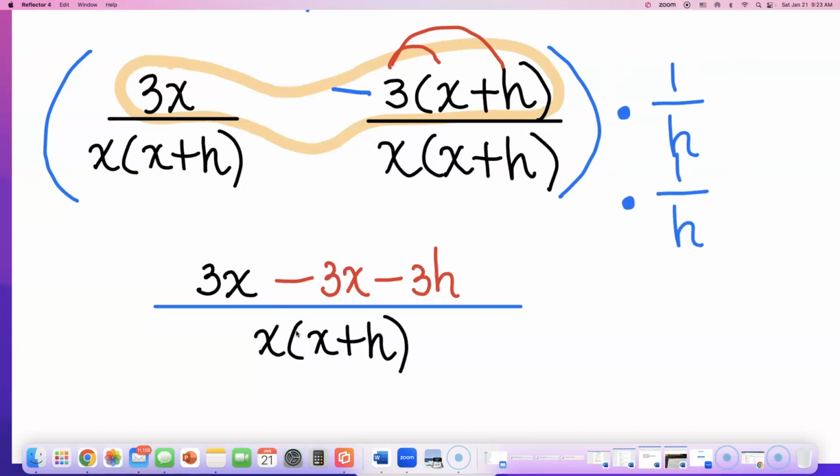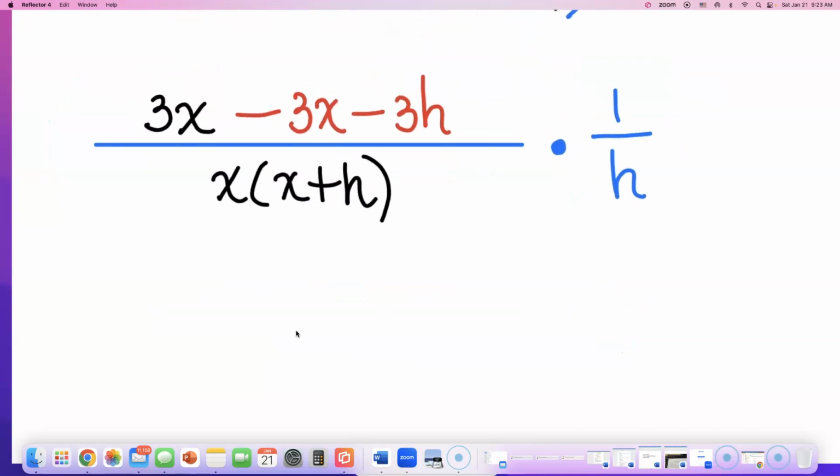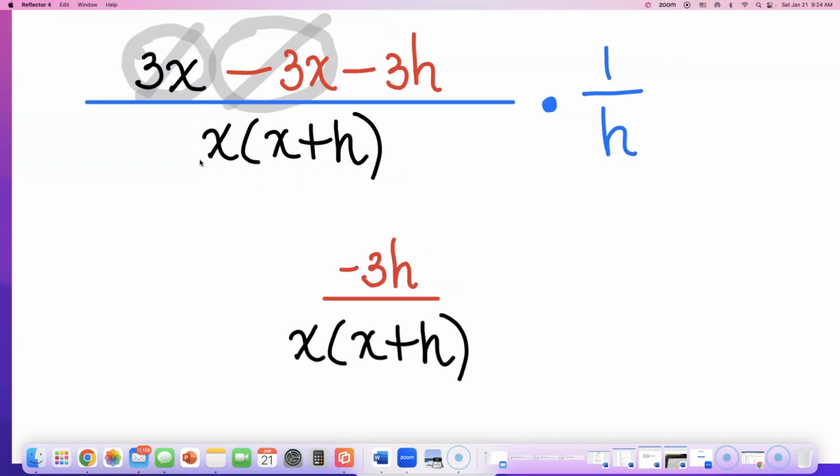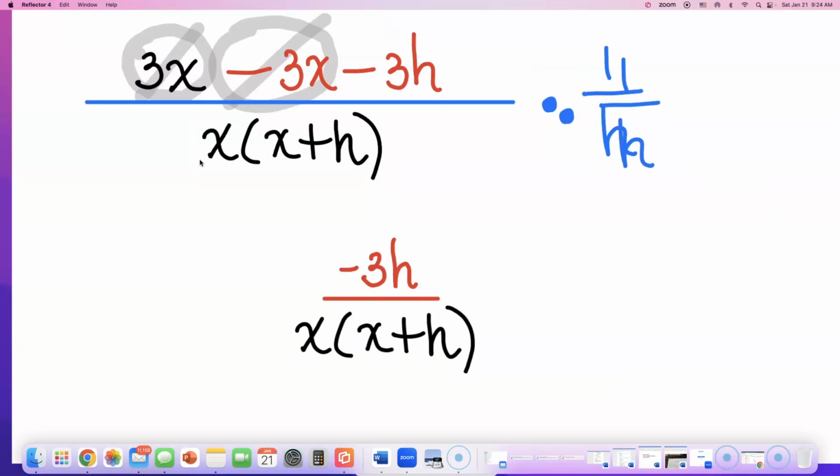Okay, write this down. Let's see if we can simplify anything on top of this fraction. Notice that we can cancel out this 3x and this negative 3x. So those are gone. What I have left is negative 3h over the same denominator. And we're multiplying this by 1 over h.